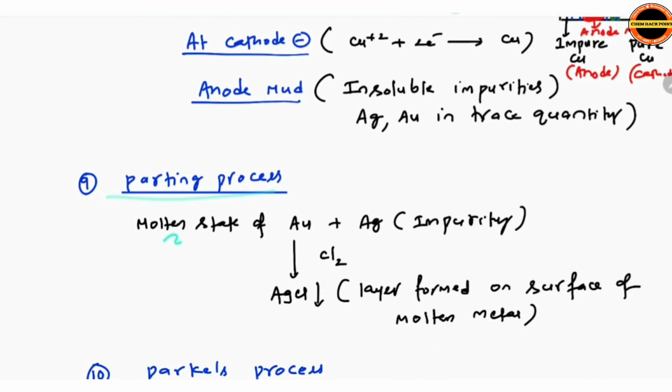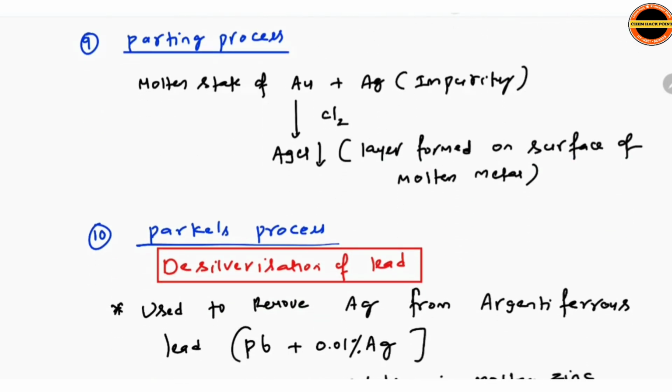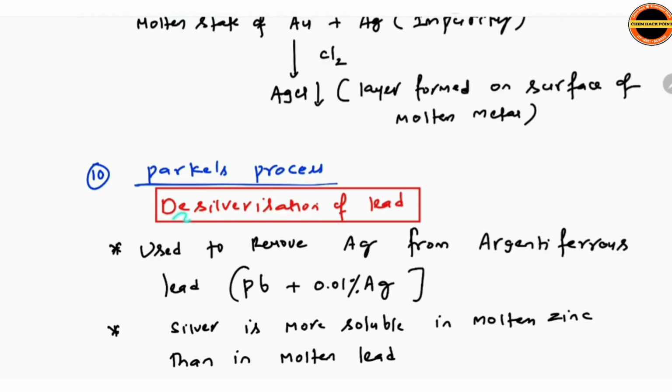Parting process: molten state of gold plus silver impurity. We are using Cl2 gas; Cl2 precipitates Ag, forming AgCl. So the AgCl precipitate is formed as a layer on the surface of the molten metal, we can separate it, and then we will get gold. Parks process, desilverization of lead, is used to remove silver from argentiferous lead.